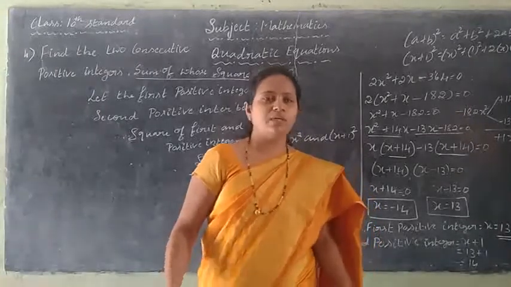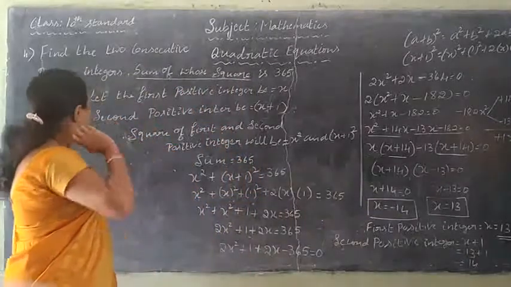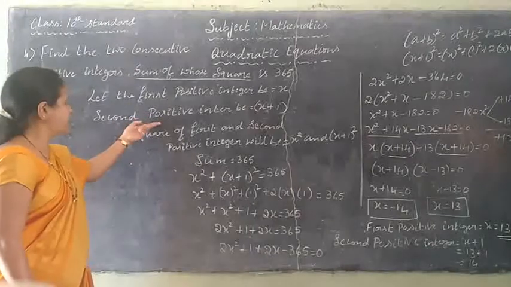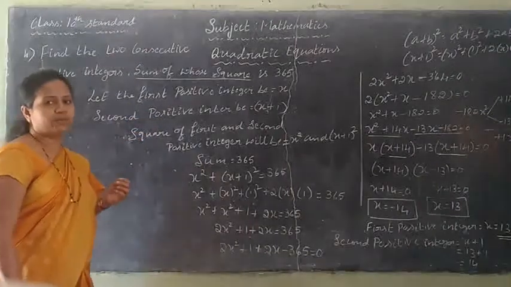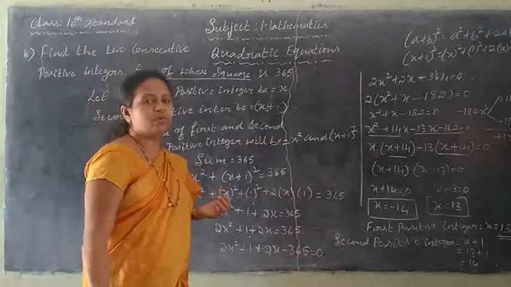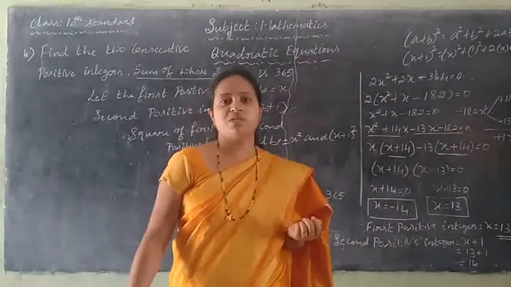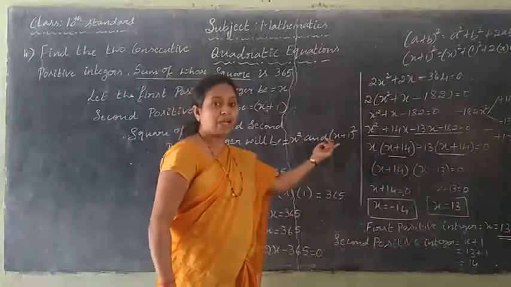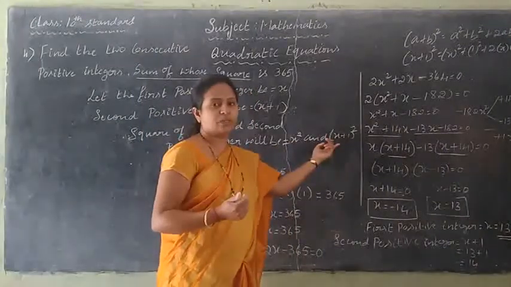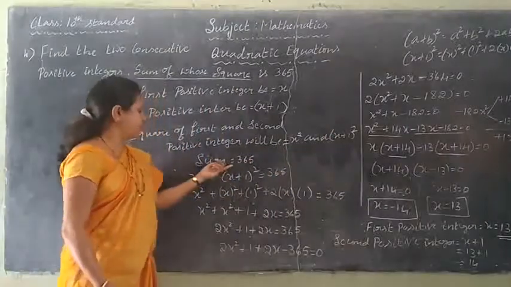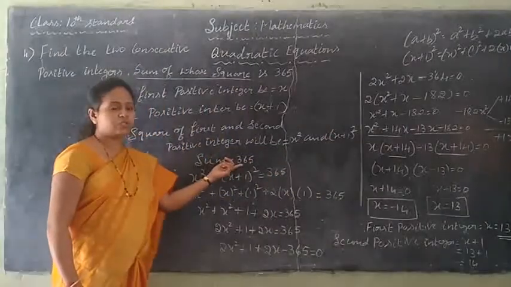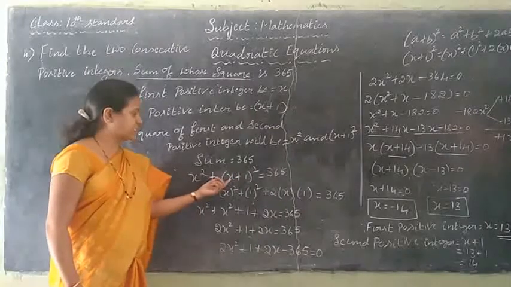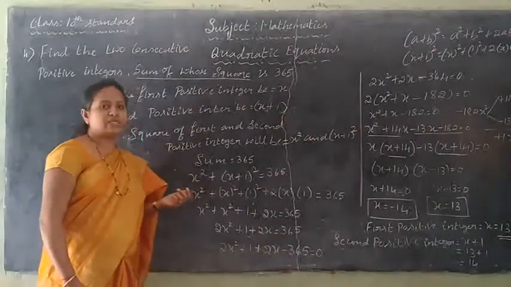Got it? Okay. Once again, I will explain this. We will consider the first positive integer as x and the second positive integer, children, as x plus 1. Right. In the next, what he has told me is we have to take the square of those two integers, children. So when you take square, we will get x square plus x plus 1 whole square. Right. And the sum he has given is 365. So sum means we have to add. When we add, we are going to get x square plus x plus 1 whole square is equal to 365.